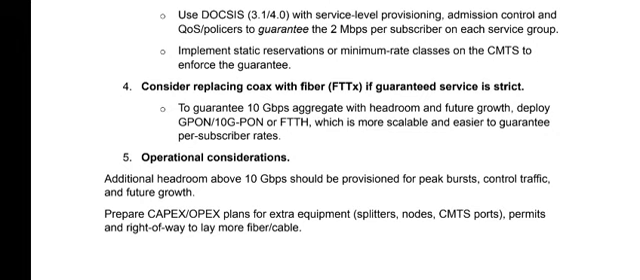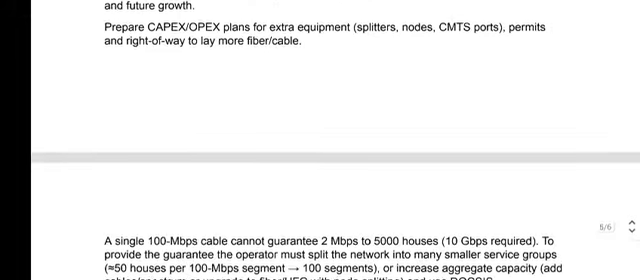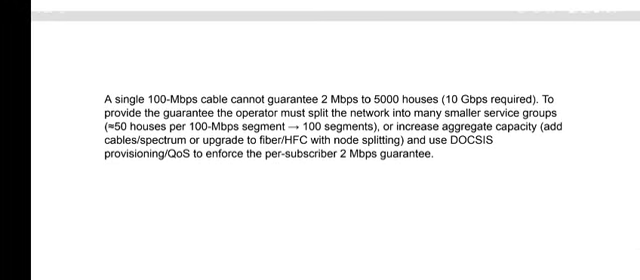And next, operational considerations. Additional headroom of about 10 Gbps should be provisioned for peak bursts, control traffic and future growth. A single 100 Mbps cable cannot guarantee 2 Mbps to 5,000 houses. To provide the guarantee, the operator must split the network into many smaller service groups or increase the aggregate capacity, and use provisioning to enforce the per subscriber 2 Mbps guarantee.